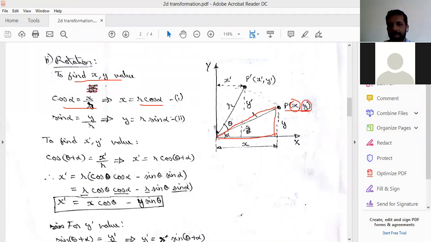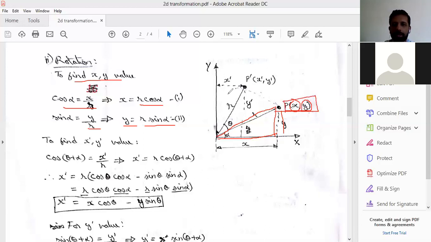Similarly, I want the value of y. Sine alpha is nothing but opposite side by hypotenuse. The opposite side is at a height of y, and the hypotenuse value is r, so y by r. So if I want to find the value of y, then y is equal to r times sine alpha, right? So if we know the angle alpha, we can find x and y by this, that is the initial point.